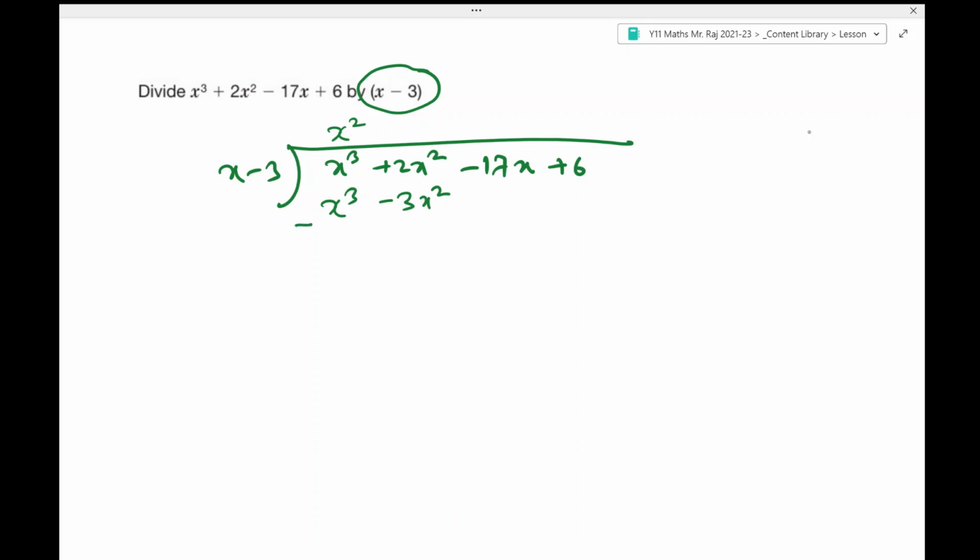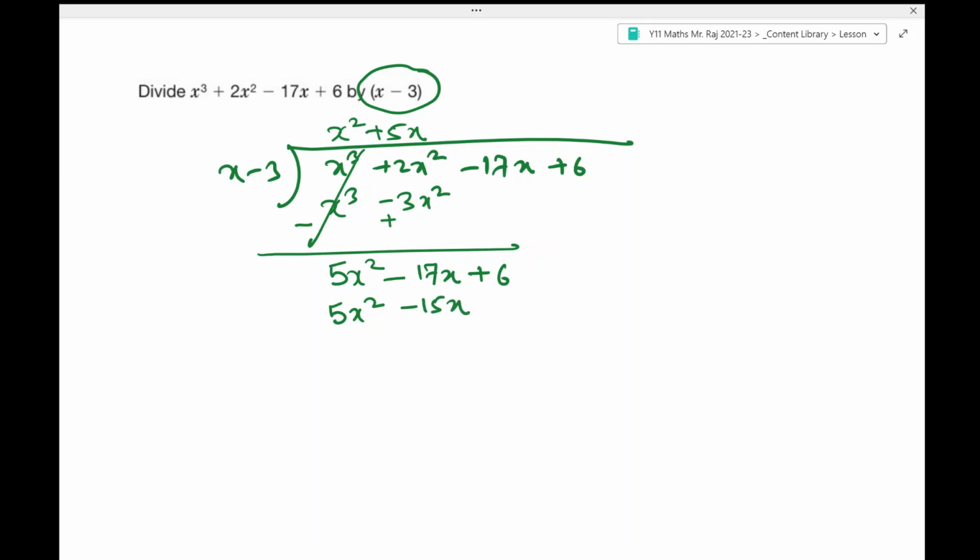When you will be subtracting, this negative sign will become positive. Okay, are you with me? When you subtract, this will get cancelled. You will have 2x squared plus 3x squared, which is 5x squared. Rewrite the same thing again. Now I want to get 5x squared. By what term do I need to multiply x minus 3 to get 5x squared? 5x. Okay, positive 5x. So I will have 5x squared, and minus 3 times 5x is minus 15x.